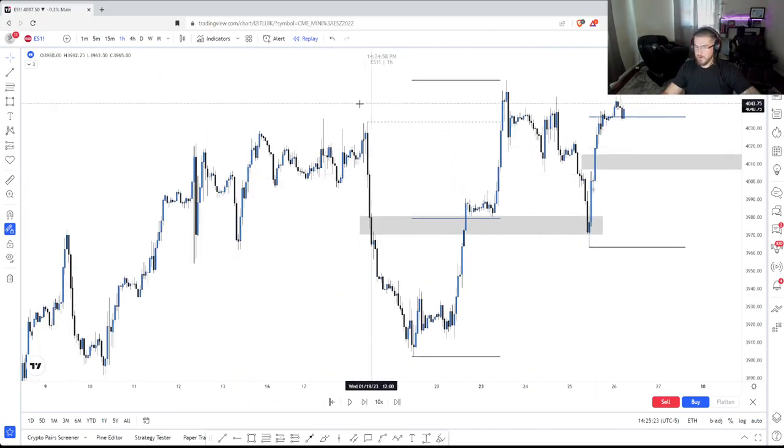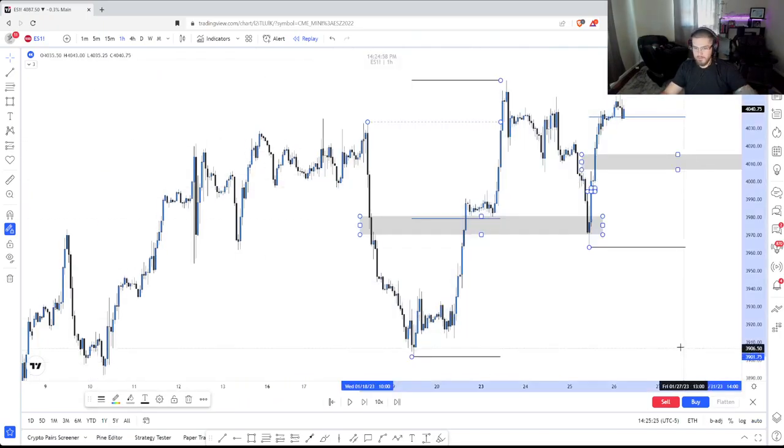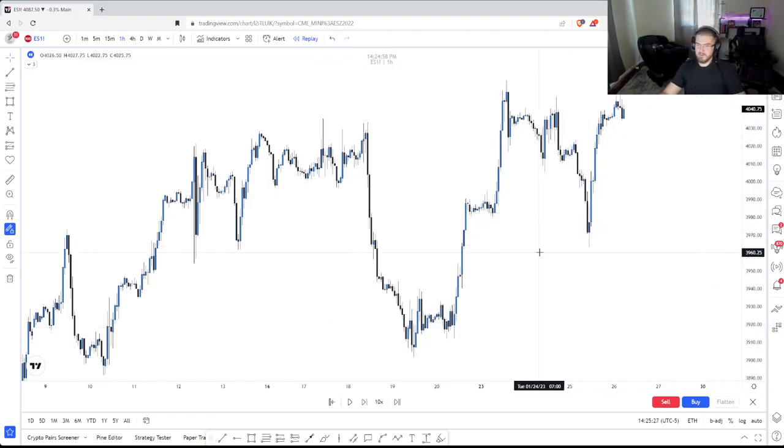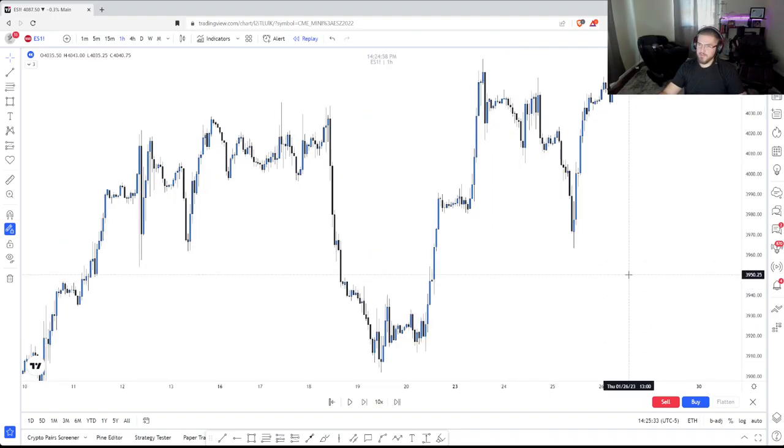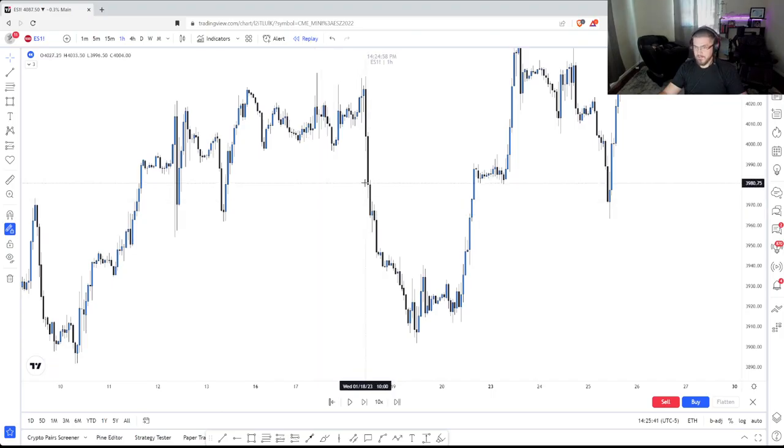So a breaker block is, a lot of people overcomplicate these, and it's funny to watch a lot of these newer gurus that haven't even watched old ICT. And whenever we're looking at a breaker block, I've heard crazy explanations, but really what it is, it's the last candle that forms a short-term level of structure before price trades into an area of interest.